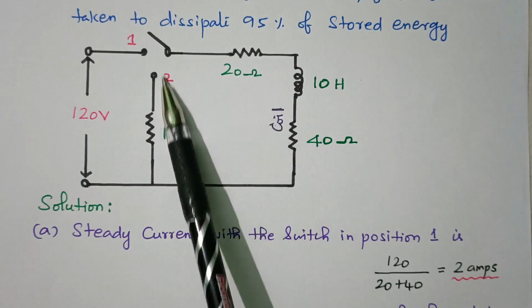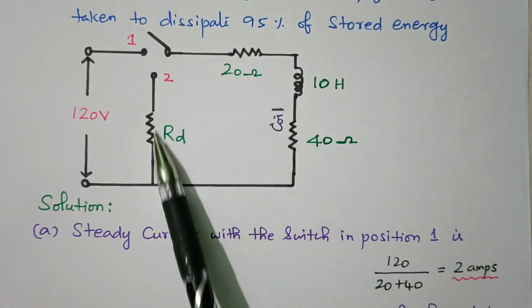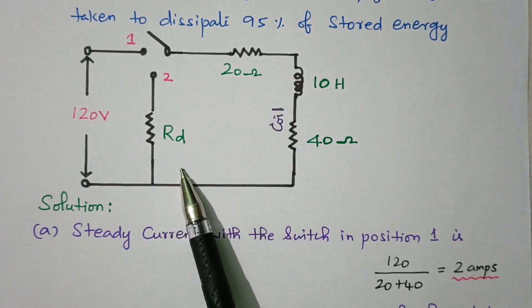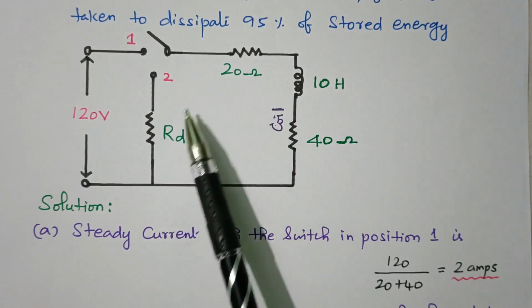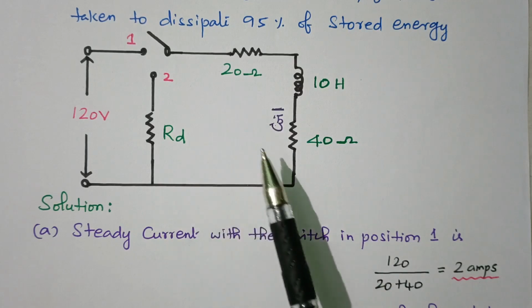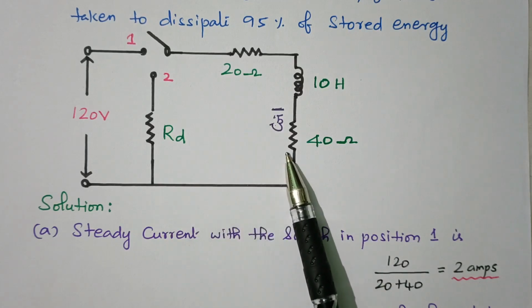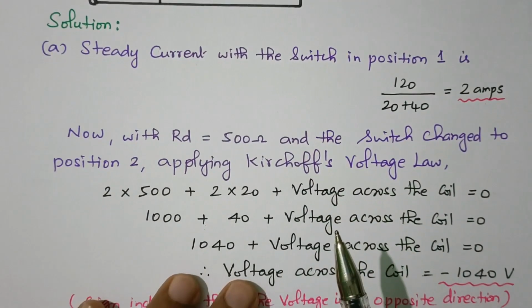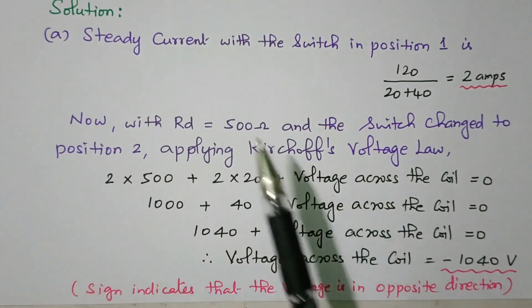So here the applied voltage is 0. We need to apply Kirchhoff's voltage law. Applied voltage is 0, that is 0 equal to the voltage drop across these three elements, RD, the 20 ohm resistor and the coil. The voltage source is not available, so based on that we can write Kirchhoff's voltage law.